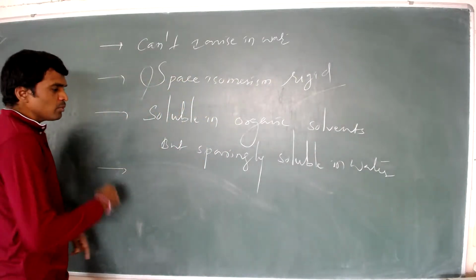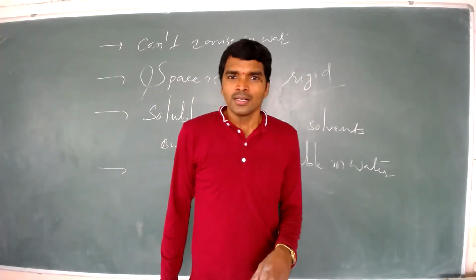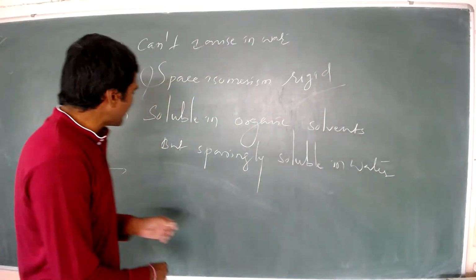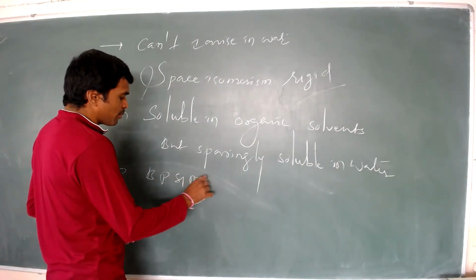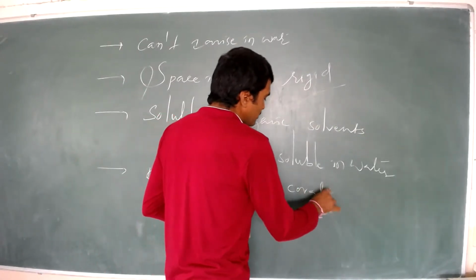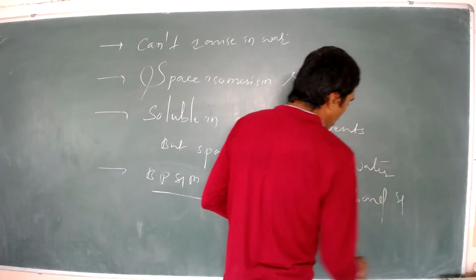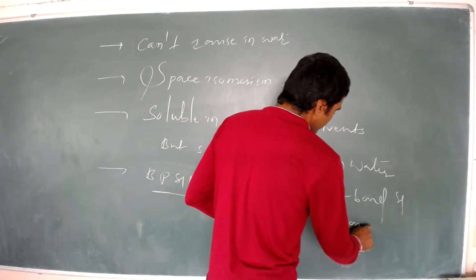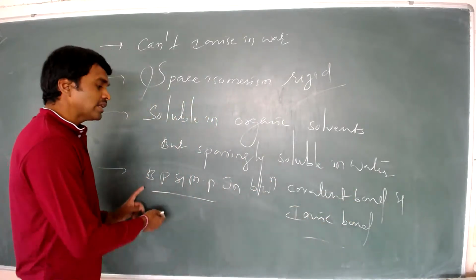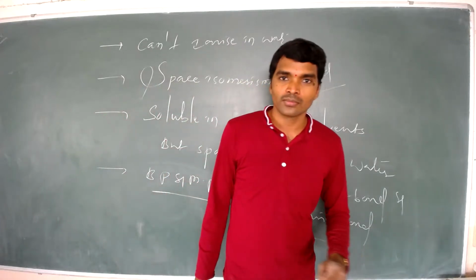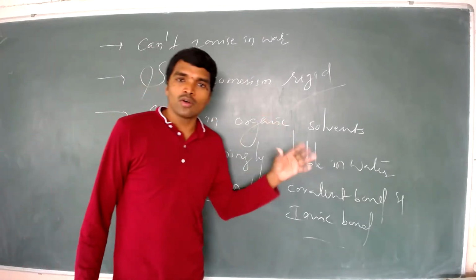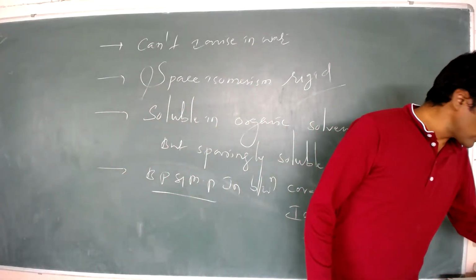And one more important point, these have a polar nature. Their melting points and boiling points are in between those of covalent bonds and ionic bonds. So these are some properties of the coordination covalent bond.